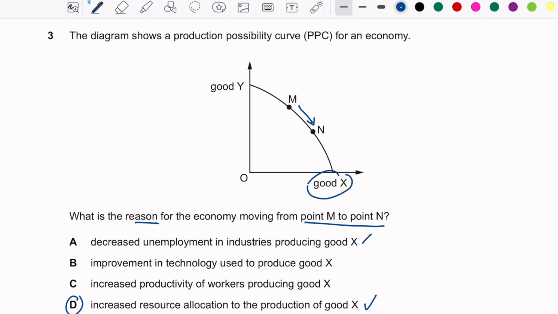This one is definitely wrong. But why these two answers are wrong? It's because usually it will shift the PPC outwards and not shifting from point to point. So the answer is D.